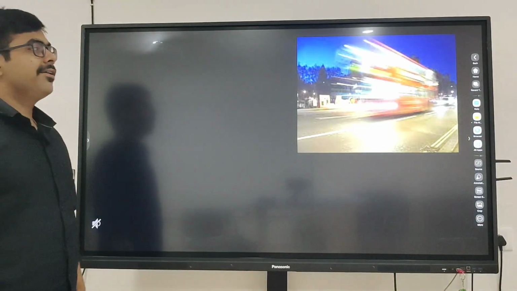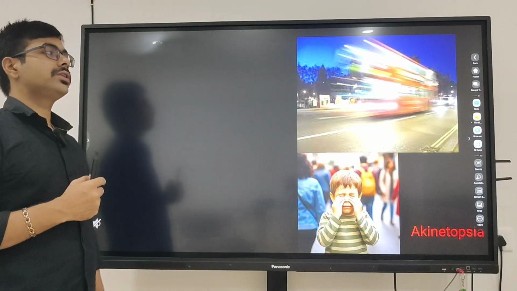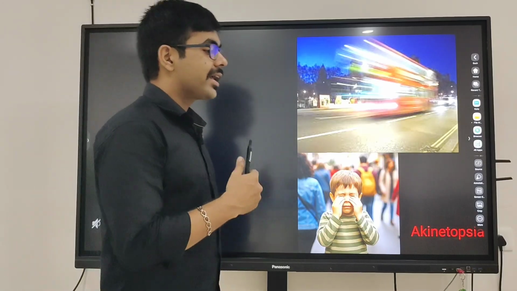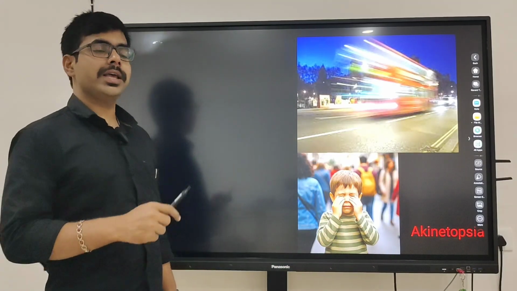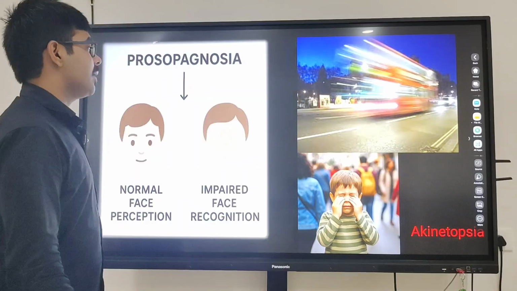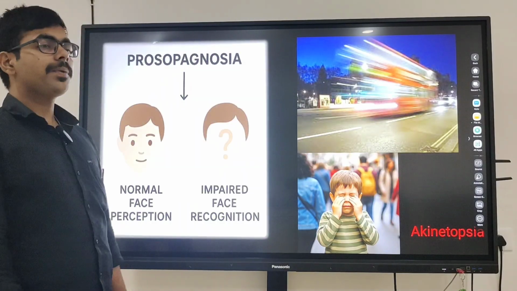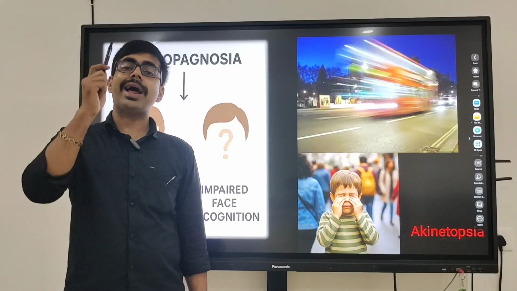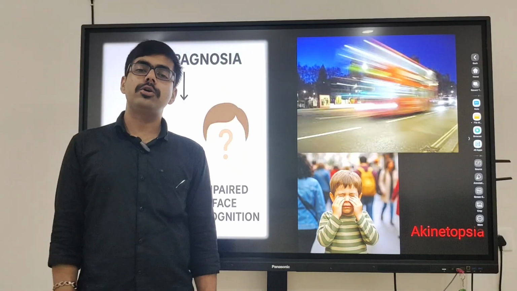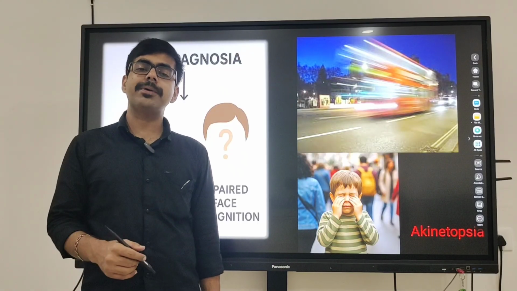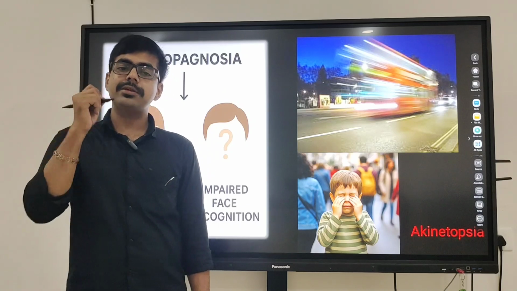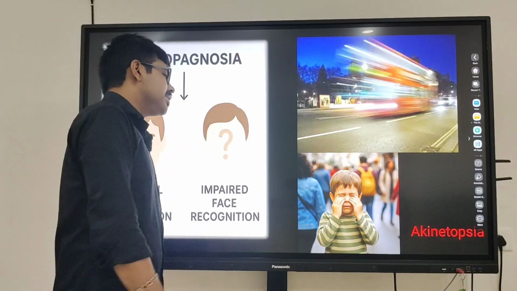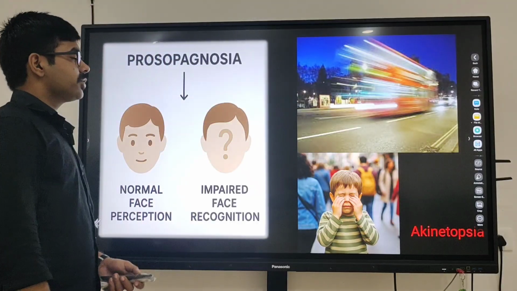Next, even if the target is slow moving, children with cerebral visual impairment can have a problem. When the target is moving, they will not be able to process it. That condition is known as akinetopsia. Prosopagnosia basically means that if the child has a problem in the right temporal lobe, they will not be able to see the face properly, because the facial recognition area is affected. So then they will see the face like this.